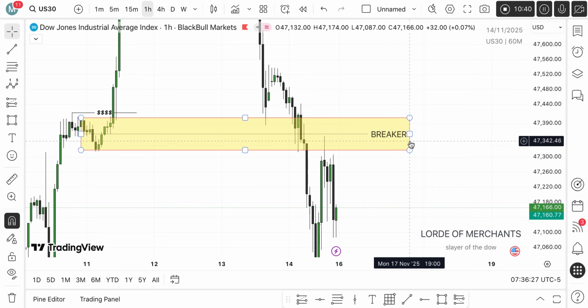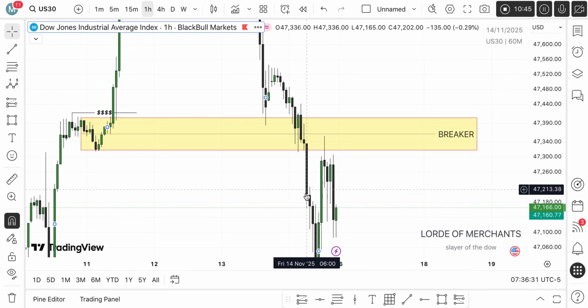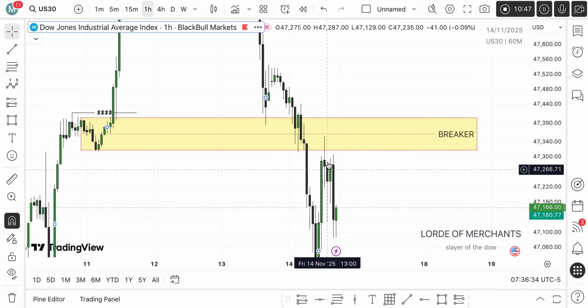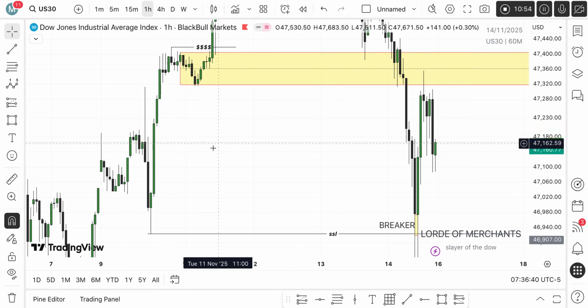You can see actually after the displacement happened, the displacement is when the candle closes below. It now turns into an area of resistance. And you can see the price came back and actually got pushed down. That is an example of a bearish breaker block.